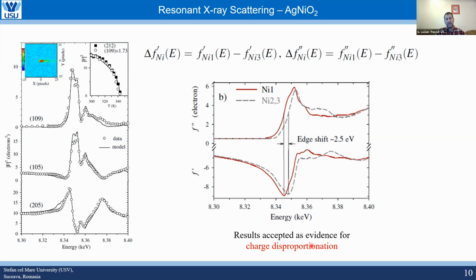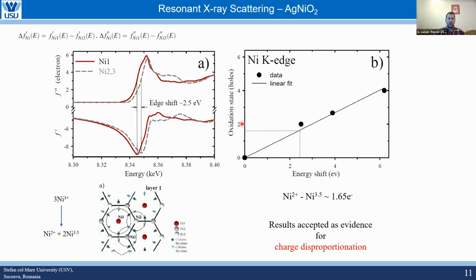Now, if one wants to get out what the charge actually is, which comes out from this edge, there is an empirical plot where people have measured many compounds for which we knew exactly the oxidation state. And then we have a plot of oxidation state versus the energy shift. We look here, we have about 2.5 electron volt shift. You go 2.5, and we end up with a difference of charge disproportionation of 1.6 electrons for this compound. And if you do the bond valence, the difference from 2 plus to 3.5, it's roughly the same. So the experiment in this case confirms very well that we have charge disproportionation in silver nickel oxide.